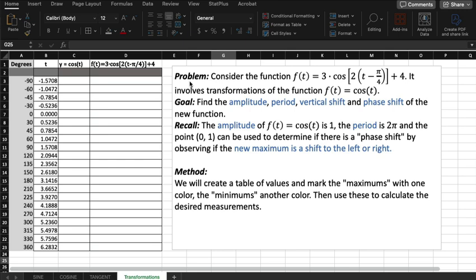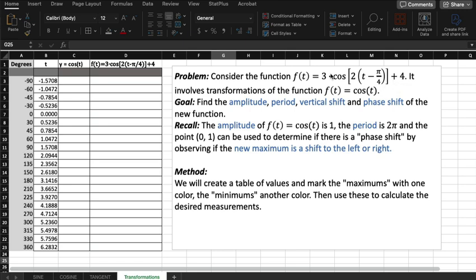So let's just read the problem. The problem says consider the function f of t equals 3 times cosine bracket 2 times t minus pi over 4 close bracket plus 4. So the argument of the cosine is that entire quantity 2 times the quantity t minus pi over 4. And that's the argument of the cosine. And then the cosine function itself is being multiplied by 3. And then at the end, we're adding 4.